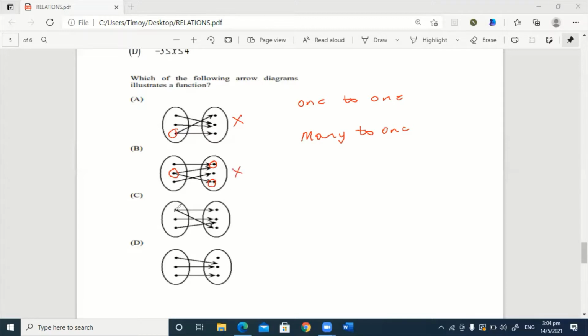When you look at C and you look at this point here, it is mapped onto both the first point over here and the last point. That's another one to many again. So that means this is not a function.